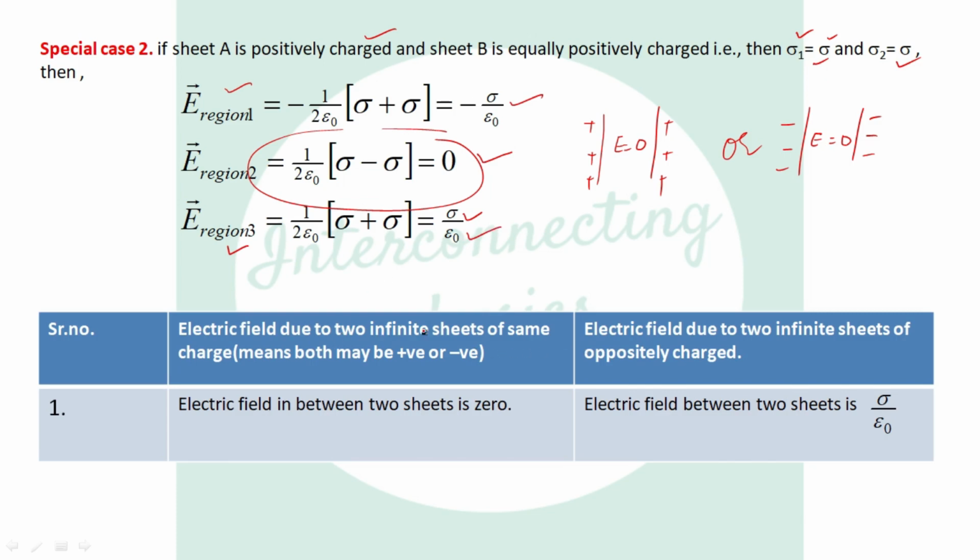So let us summarize this. Electric field due to two infinite sheets of same charge, equally charged: both may be positive or both may be negative. Then the electric field inside the sheets is 0. But if we are given the electric field due to two infinite sheets oppositely charged, then the electric field exists between the two sheets, which is sigma over epsilon naught. I hope you understood this very well.